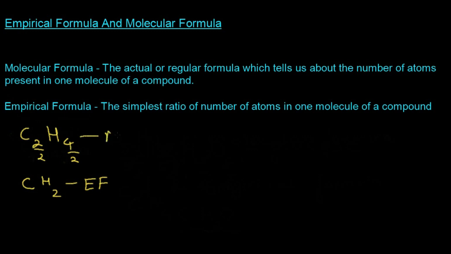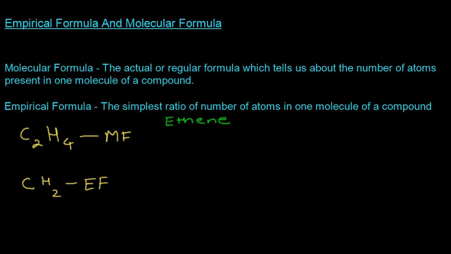And this one is the molecular formula of ethene. Now let us find the molecular mass of ethene. Molecular mass is nothing but the total mass held by each element in a compound.